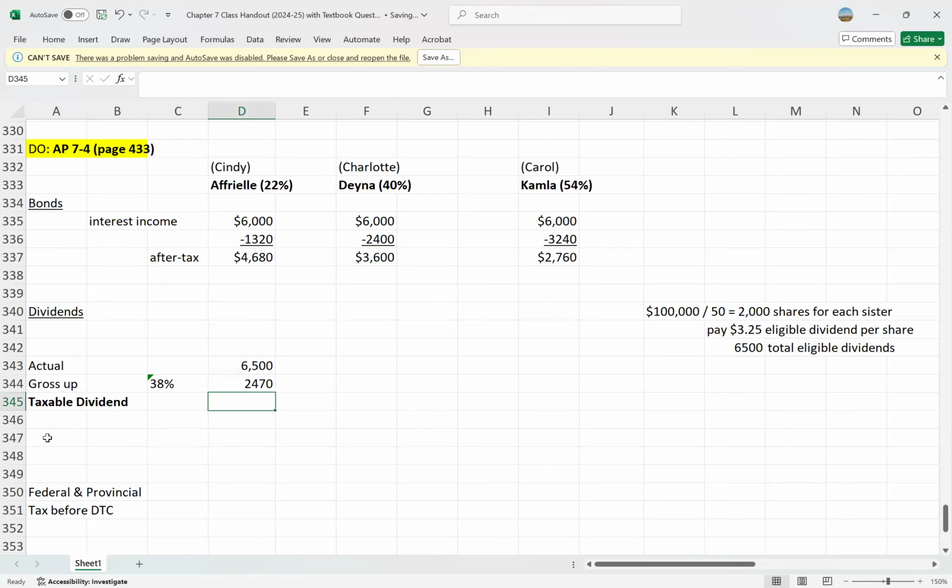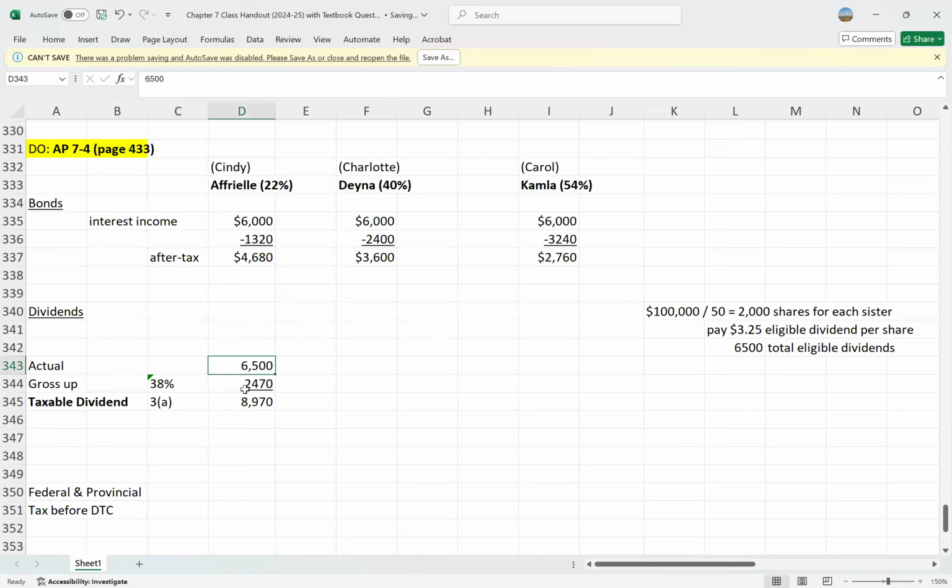So 2,470. So the taxable dividend or grossed up dividend will be 8,970. And once again, that's the amount they include in 3A, because remember, in 3A, they include positive amounts of property income. So the taxable dividend is what each sister will have to include.